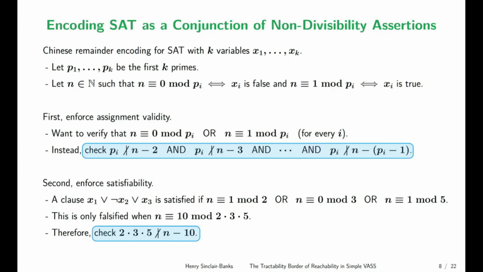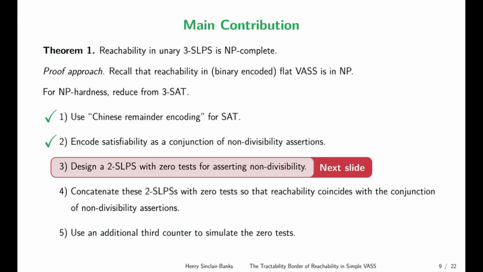So now I have an instance of checking whether there exists an n that satisfies all of these non-divisibility assertions, that will imply SAT. Is that okay? Even if it's not okay, pretend it's okay, because we're going to continue. So this is definitely fine.